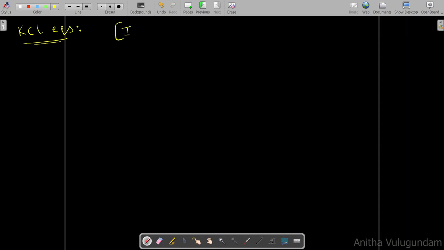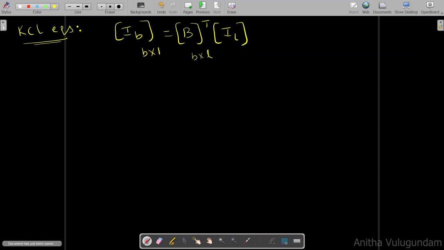The KCL equation in matrix form is IB equal to B transpose IL. The order of the branch current matrix is B by 1, and B transpose is 6 by 3, or in general B by L. The loop current matrix is a column matrix of order L by 1. So IB is 6 by 1, B transpose is 6 by 3, and IL is 3 by 1. I am assuming the branch currents as I1, I2, I3, I4, I5 and I6.